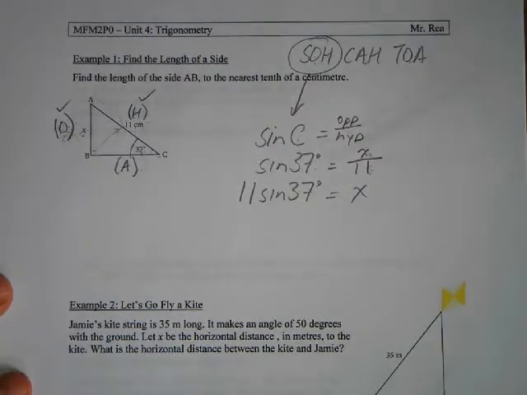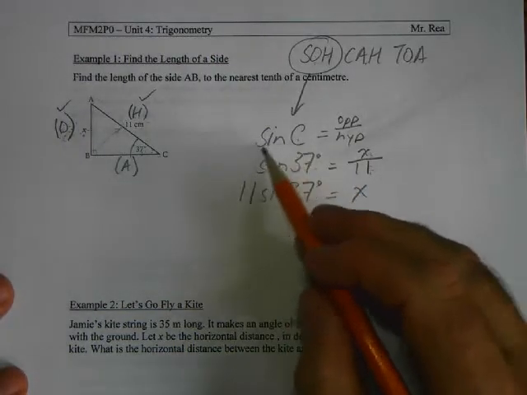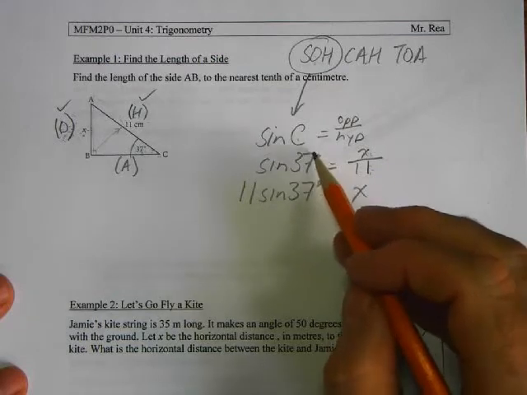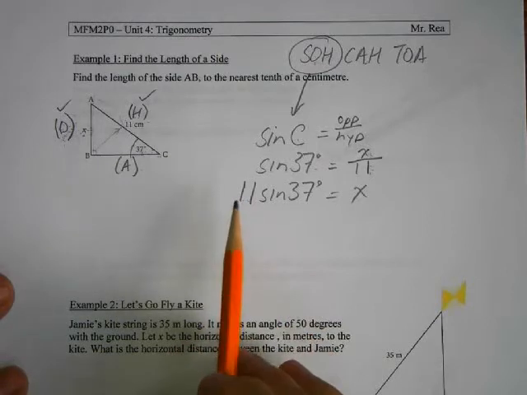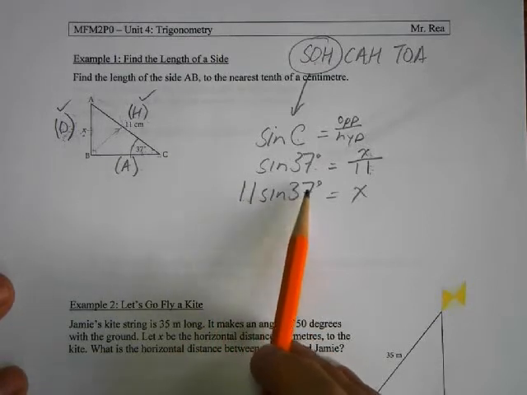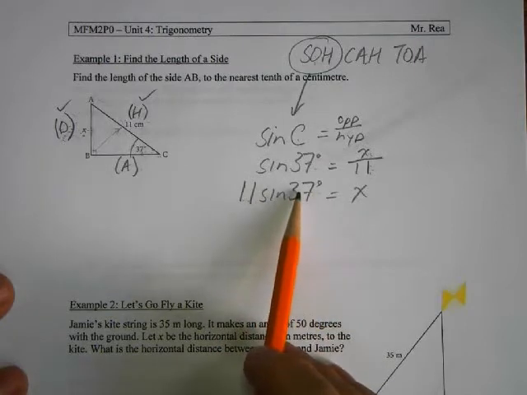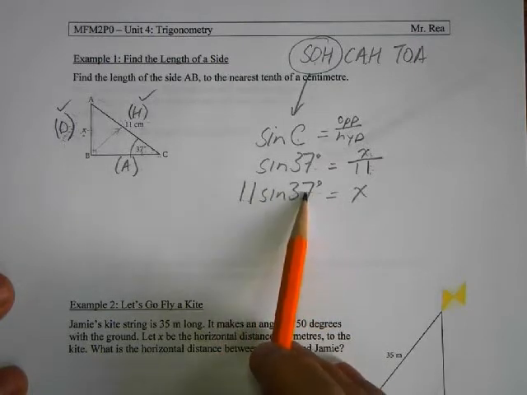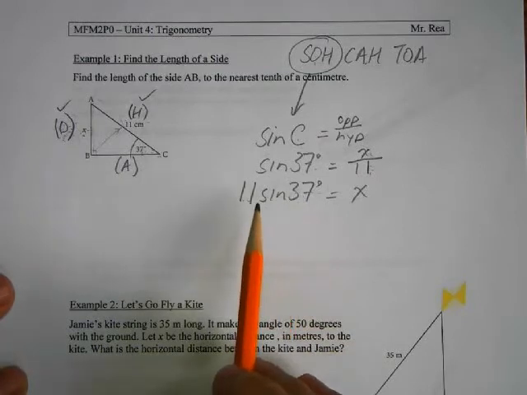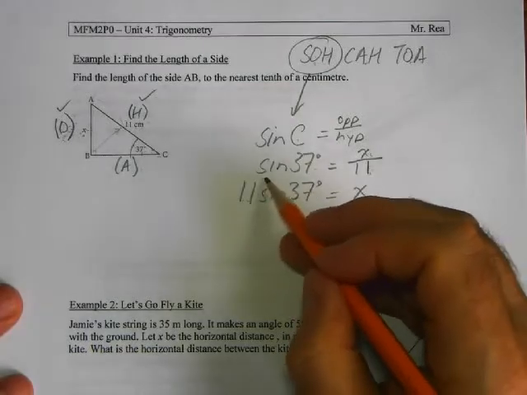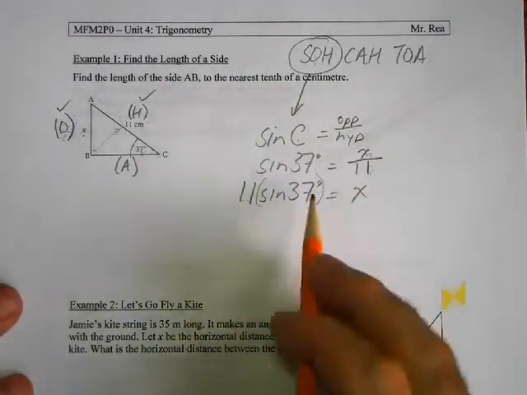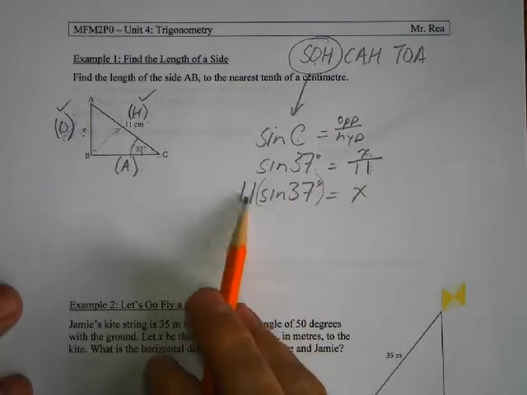Now, when I multiply this by 11, you notice I put the 11 to the left of this, and that's important because if I wrote it as sine 37 times 11, you might think I should multiply the 11 with the 37. That would be a big mistake because you don't do that. If you're multiplying one of these ratios, almost think of it like brackets. You put the number you're multiplying by to the left.